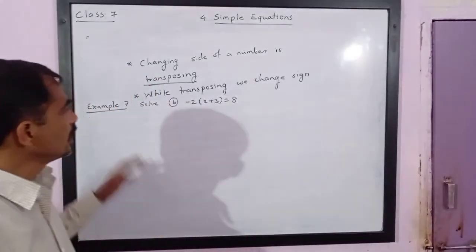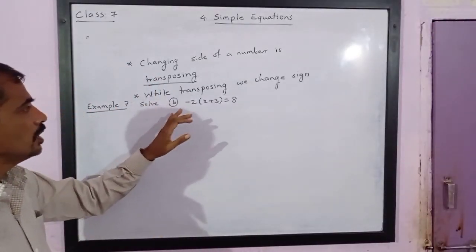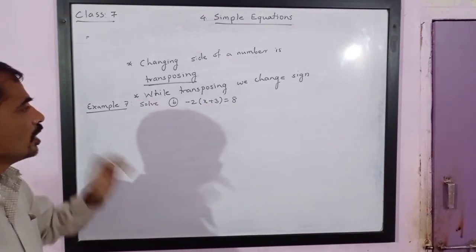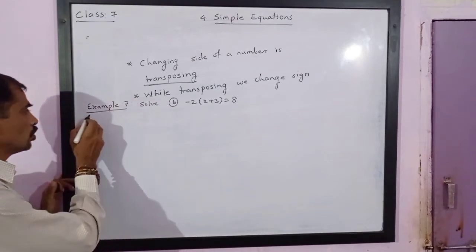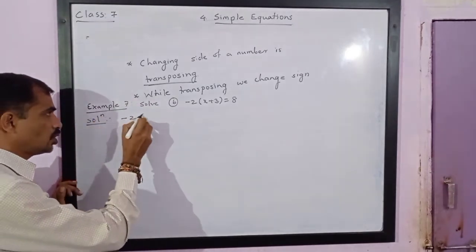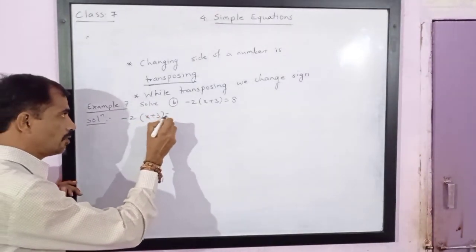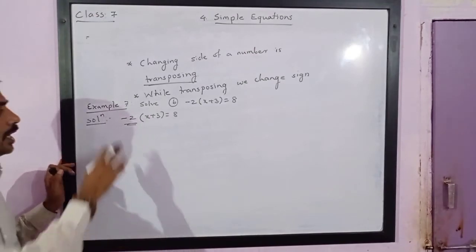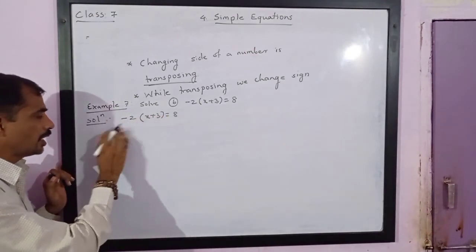Dear friends, in example number 7 we have the second question: negative 2 in bracket x plus 3 is equal to 8. We have to solve this equation. So the solution is something like this. First I will write the question itself. Minus 2 in bracket x plus 3 is equal to 8. Please note, we need to eliminate negative 2 first. To eliminate negative 2, divide the equation by negative 2.